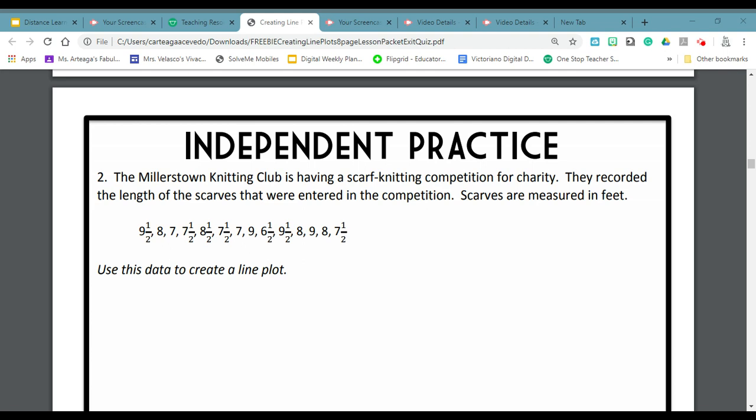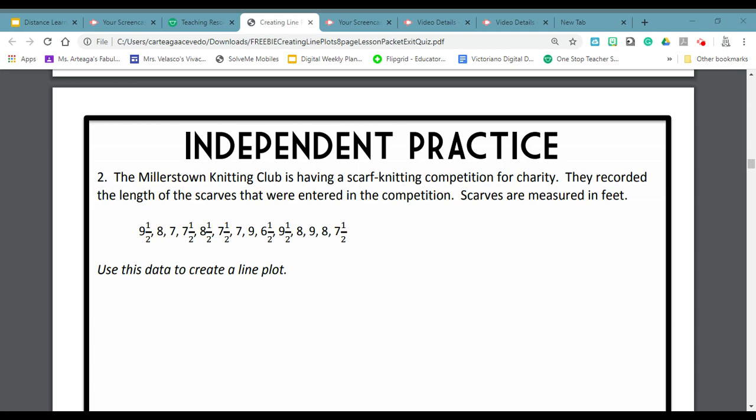So what we're going to do first is write the numbers, the data, and then organize them again from smallest to greatest. So we're going to look at the smallest number here, which would probably be a 6. Oh, a 6.5 it is. So 6.5. Again, cross off the number so you don't go back and double count it on accident.